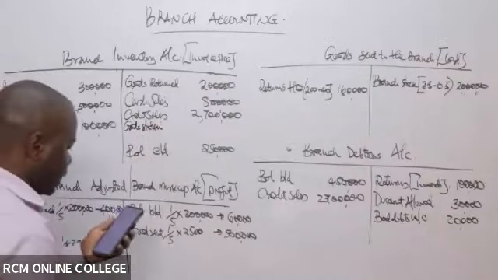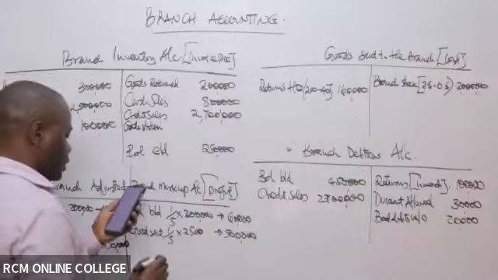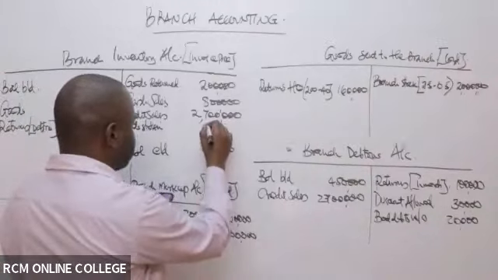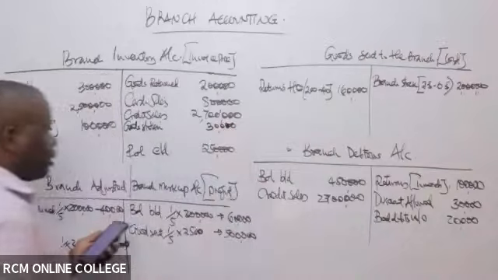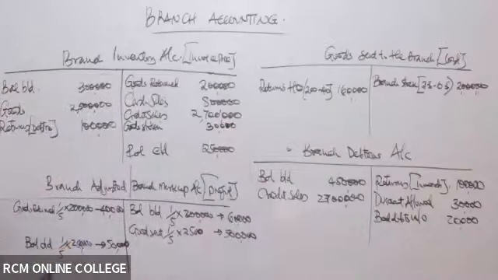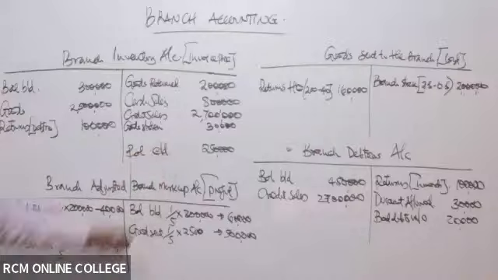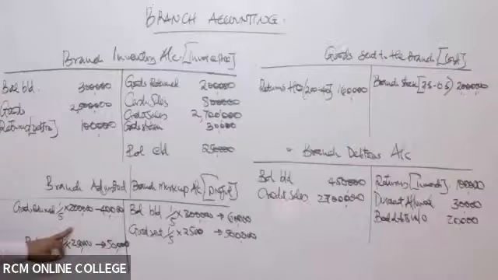The goods stolen here were of an invoice price of how much? 30,000. So these goods were stolen from the branch, worth 30,000. Because these goods that were stolen, there was a profit element in them. So it means that we have to pass it through this particular account.